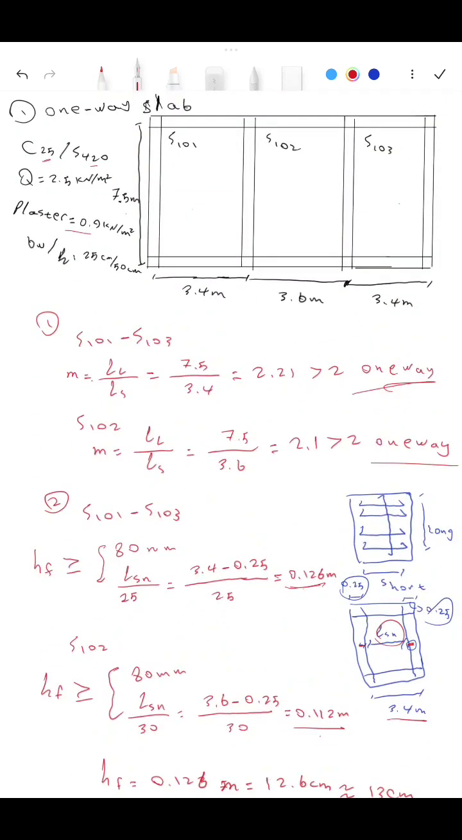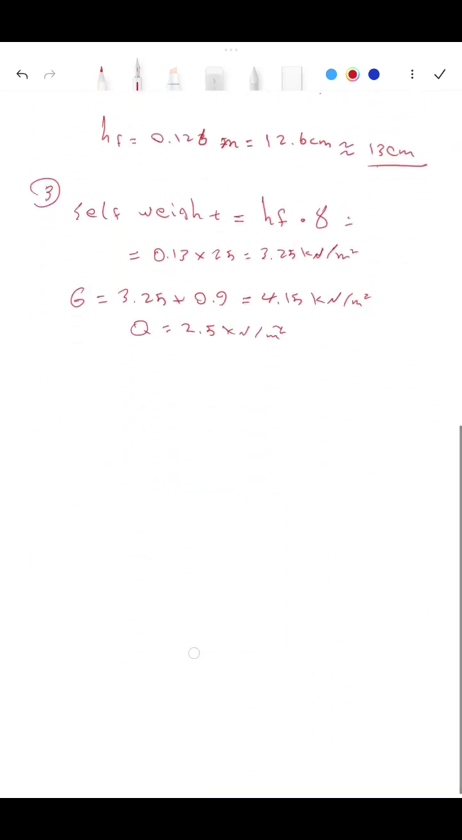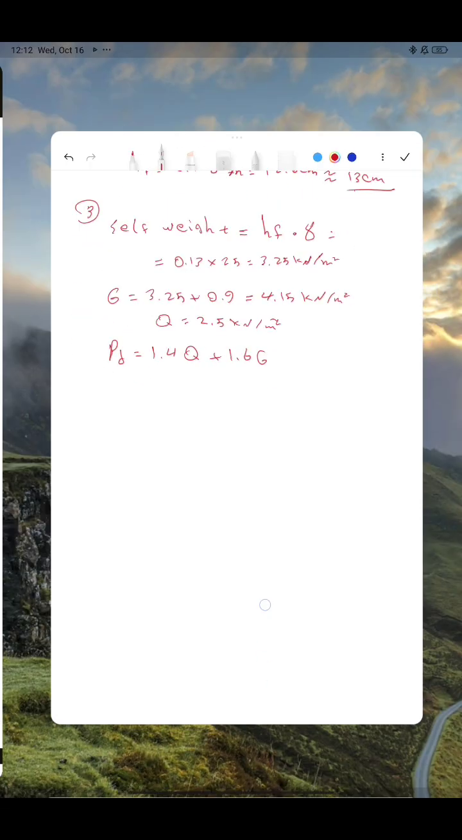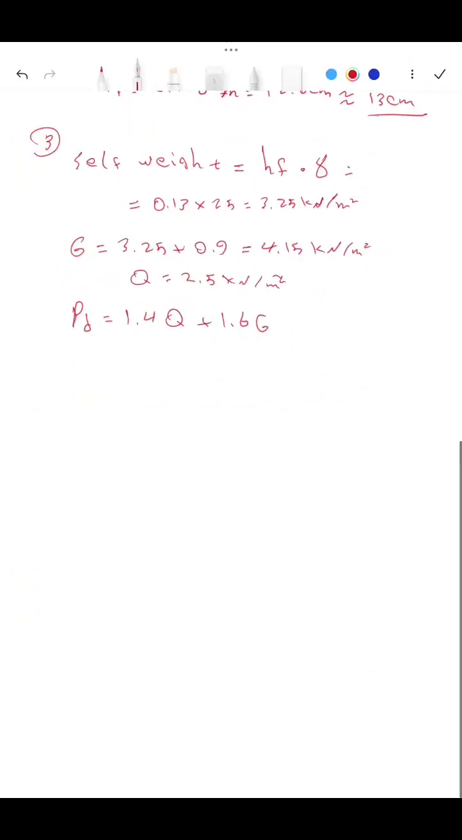As I mentioned before, it was given here. So then I will use this formula: PD equals 1.4 times Q plus 1.6 times G. Or it was the opposite. Let me check. Yes, I was mistaken here. So it's 1.4 times G plus 1.6 times Q. When we calculate it, 1.4 times 4.15 plus 1.6 times 2.5, it equals 9.81 kilonewton per meter square.